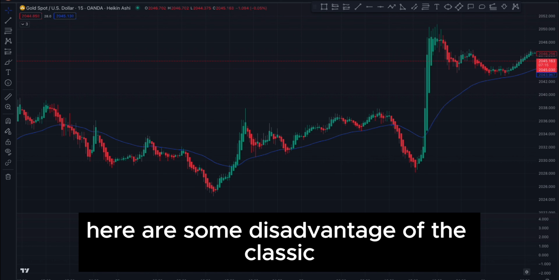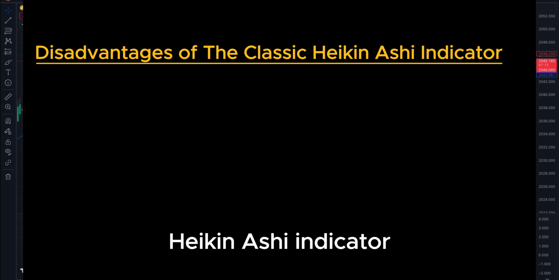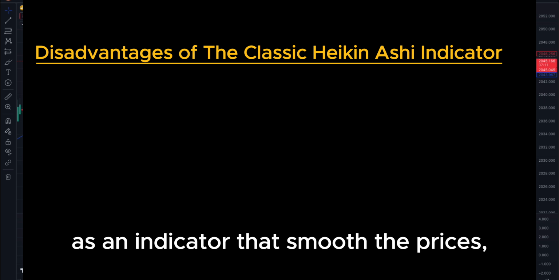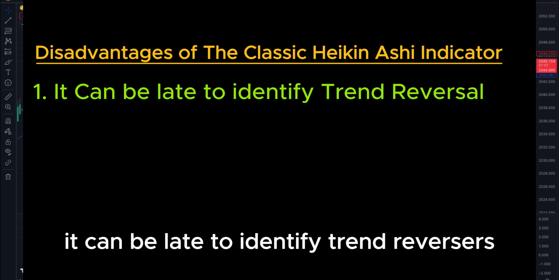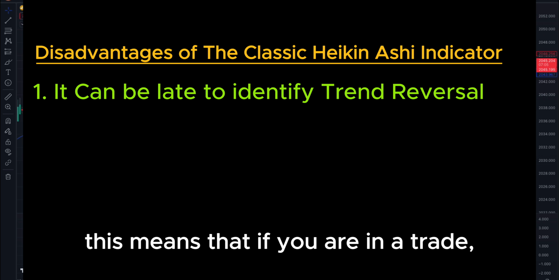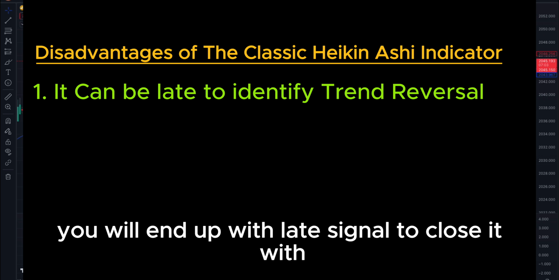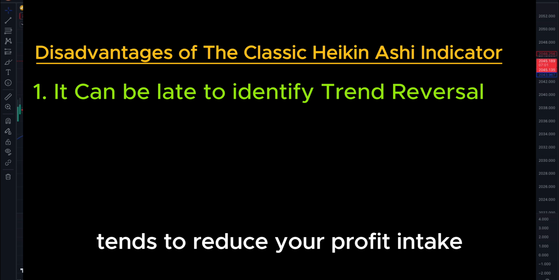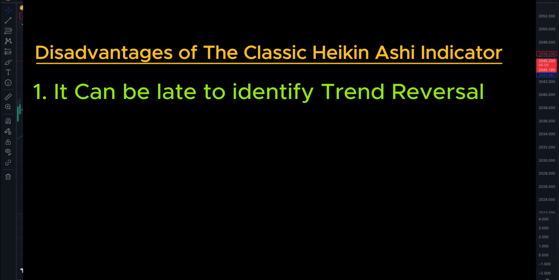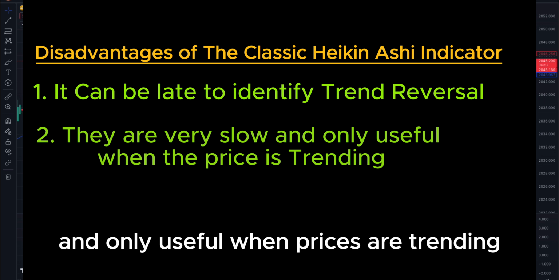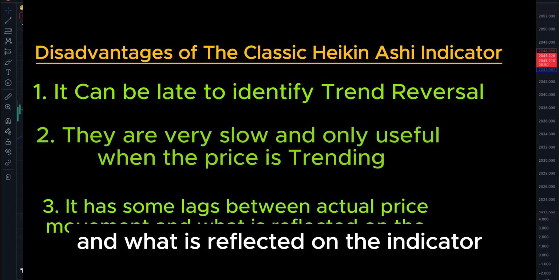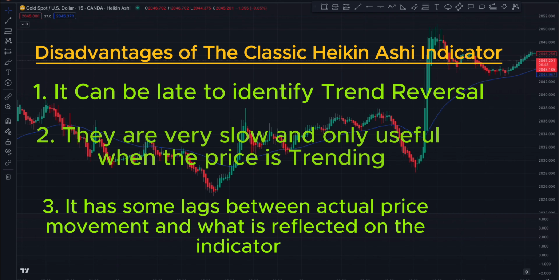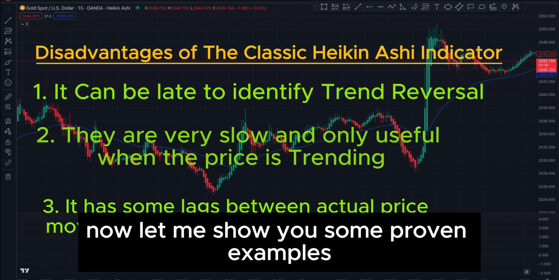Here are some disadvantages of the classic Heikin Ashi indicator. As an indicator that smooths the prices, it can be late to identify trend reversals. This means that if you are in a trade, you will end up with a late signal to close it, which tends to reduce your profit intake. They are very slow and only useful when prices are trending. It has some lag between actual price movement and what is reflected on the indicator. Now let me show you some proven examples.